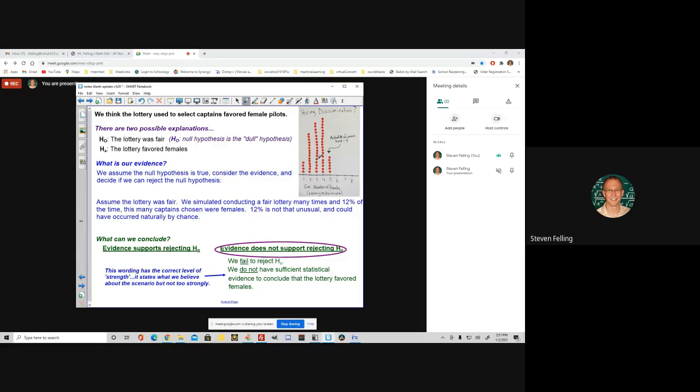We assumed that the lottery for selecting the captains was fair, and then each of us did a simulation to randomly select pilots, and then we counted up how many times we got 5 or more of the selected pilots being women, and we did a dot plot to show the distribution. This is sort of like a sampling distribution model of what would happen, right? And then we asked, how likely would it be that we would have 5 or more? And it turned out that 12% of the time that did happen.